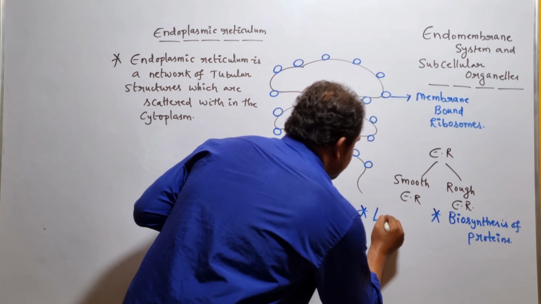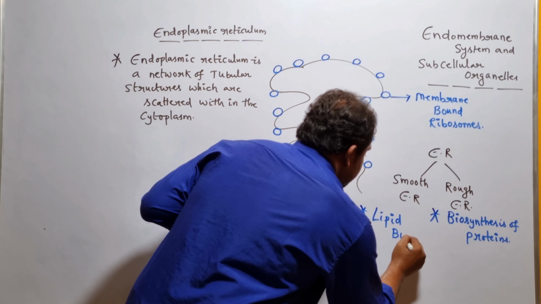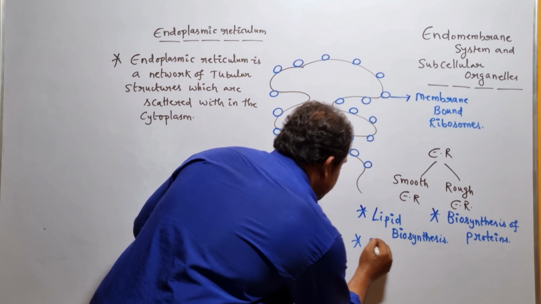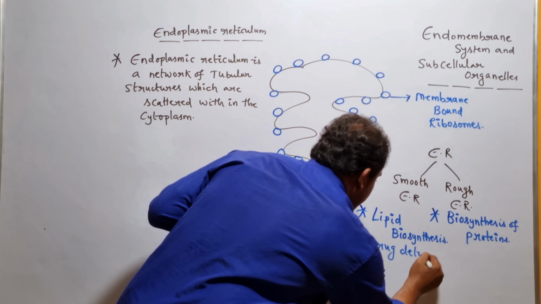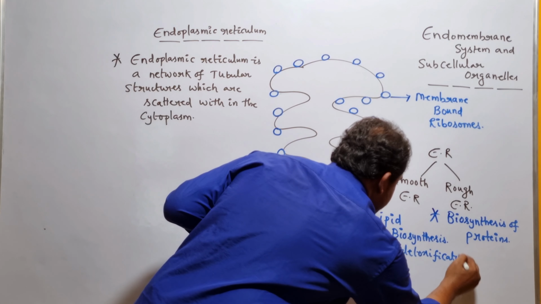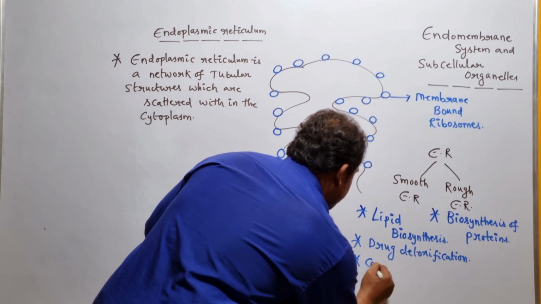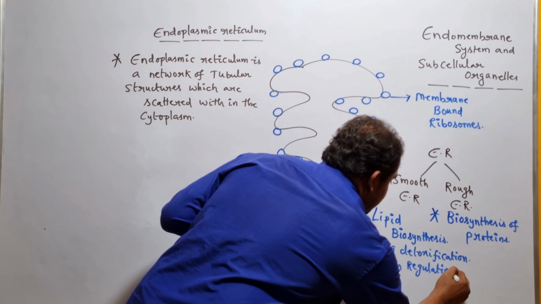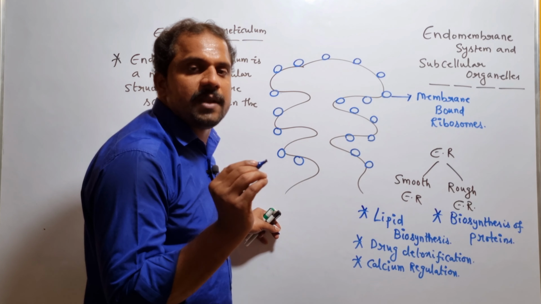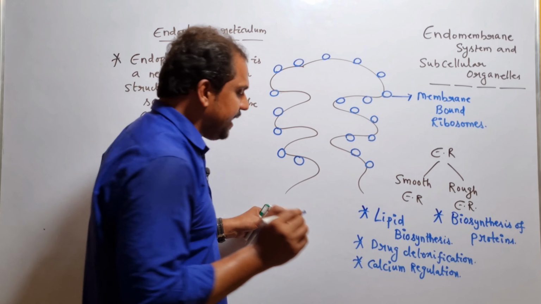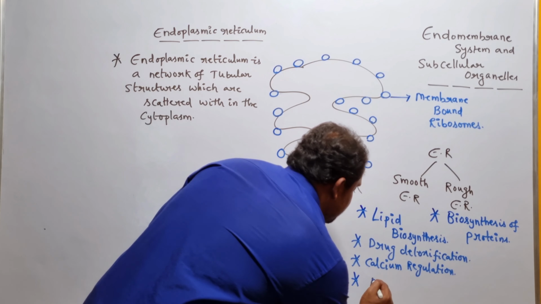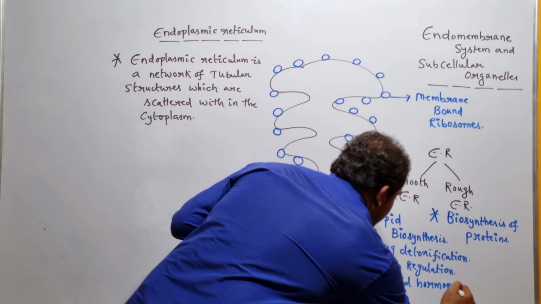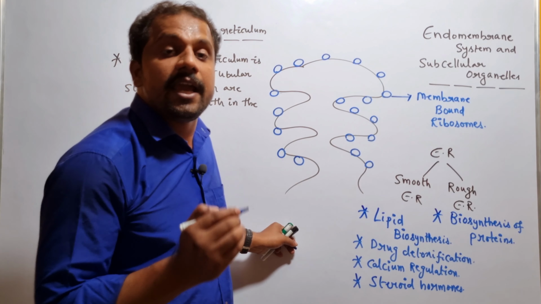So let me write it here. Smooth endoplasmic reticulum is responsible for regulating lipid biosynthesis, drug detoxification, calcium regulation. So the calcium regulation is successfully organized by means of the modified form of smooth endoplasmic reticulum, which is nothing but sarcoplasmic reticulum. And in addition to this, the smooth endoplasmic reticulum is responsible for the biosynthesis of steroid hormones. Is it clear? So this is regarding endoplasmic reticulum.